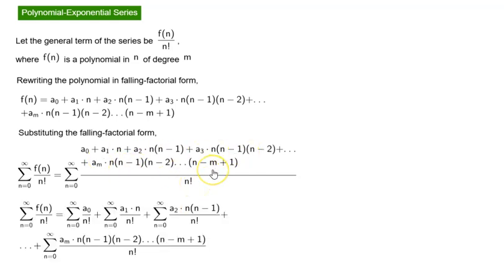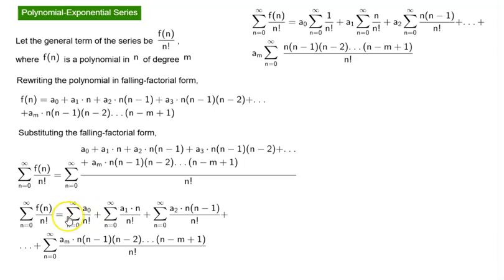Let's split them up into component sums. We get the series a sub naught divided by n factorial, the series a sub 1 times n divided by n factorial. Similarly, the series a sub 3 times n times n minus 1 times n minus 2 divided by n factorial, and so on, so that finally we have the series a sub m times n times n minus 1 times n minus 2 and so on up to n minus m plus 1, divided by n factorial.